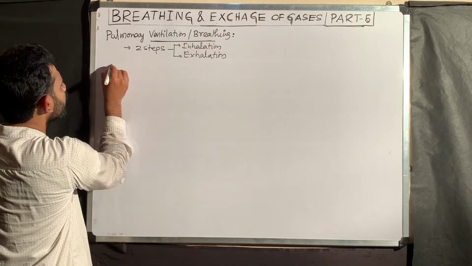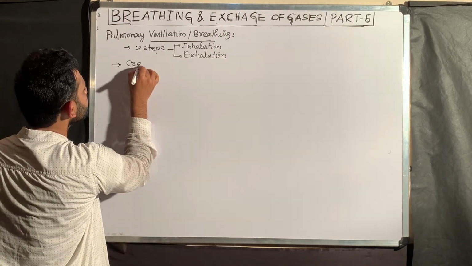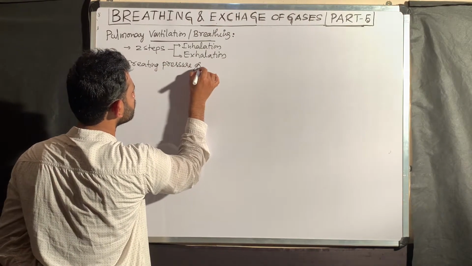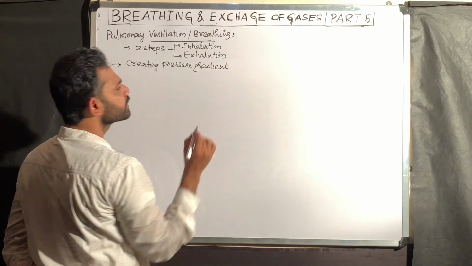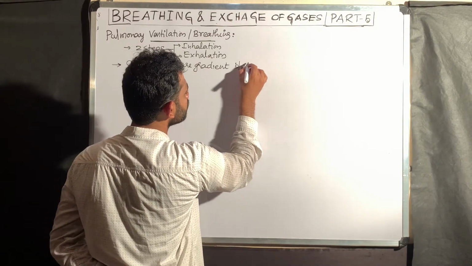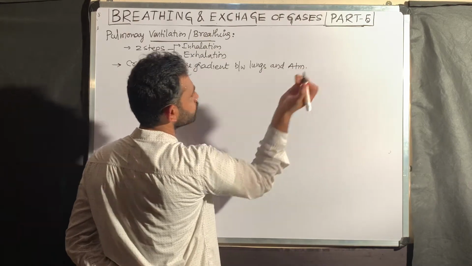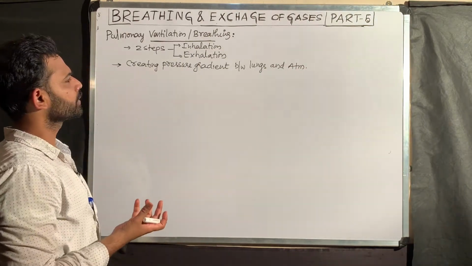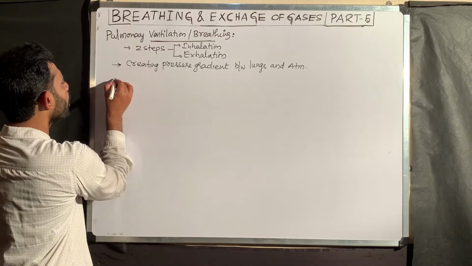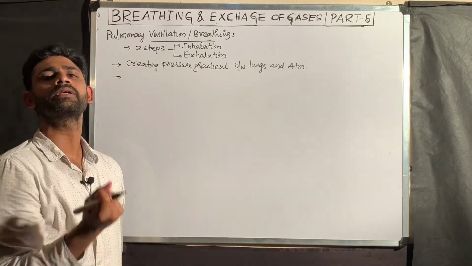So what is actually the basis of this breathing? This is based on creating a pressure gradient. This point is important. Creating the pressure gradient between the lungs and the atmosphere. So breathing is due to creating the pressure difference between the two environments, that is the lungs and the atmosphere. How is it possible to create the pressure gradient?